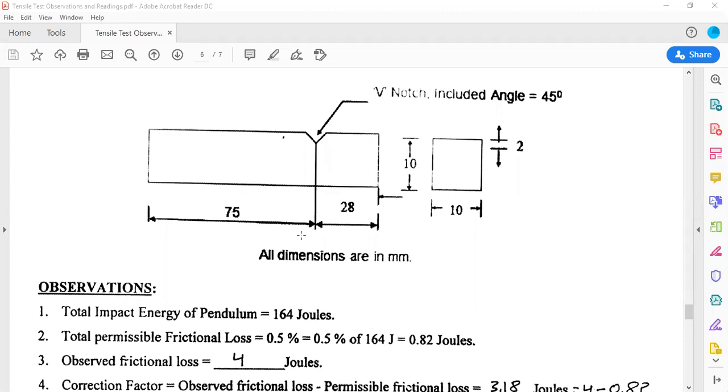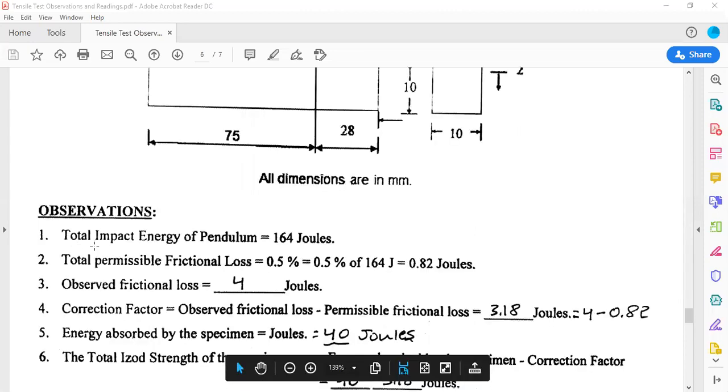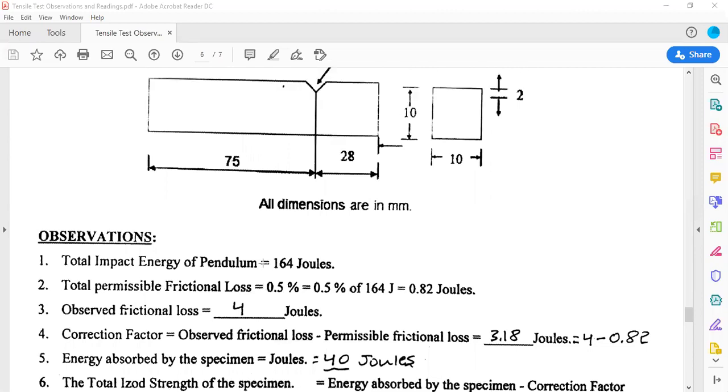Now, this is the Izod test. In the Izod test, you can see that we have used the specimen. These are the dimensions of the specimen. In that, we are going to use a V groove. V groove is used for the Izod test. You need to note down the observation, the total impact energy of the pendulum. The maximum impact energy of the pendulum is 164 joules for Izod.